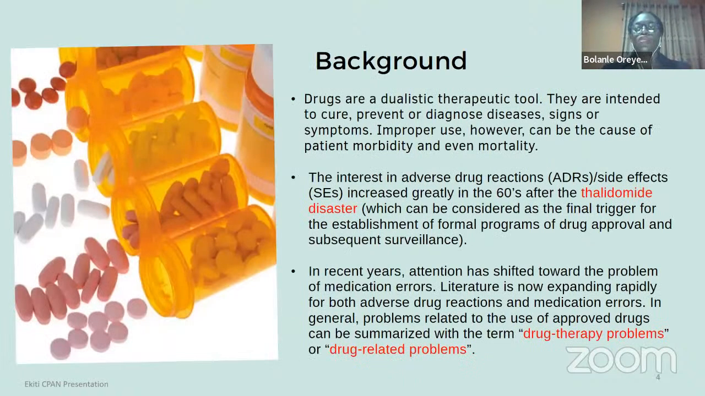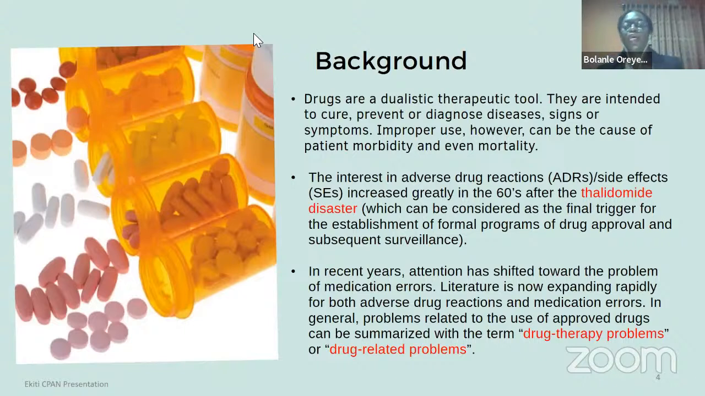As a background, I would like to say drugs are dualistic therapeutic tools. They are intended to cure, prevent, or diagnose diseases, signs, or symptoms, and its improper use can lead to patient morbidity and even mortality. The interest in adverse drug reactions, also known as side effects, increased in the 60s after the thalidomide disaster, when pregnant women were giving birth to deformed babies with neither upper limbs nor lower limbs, and it became an issue.